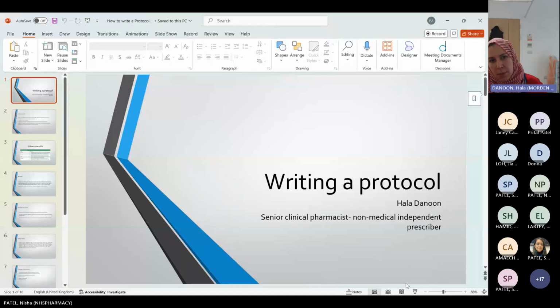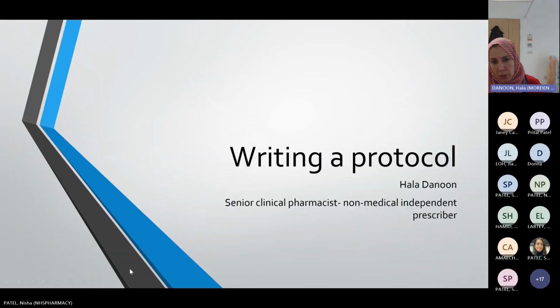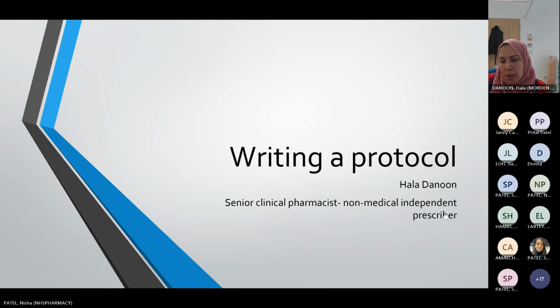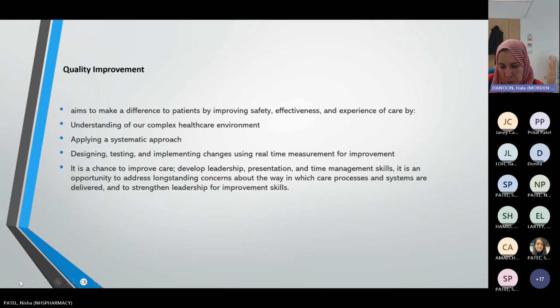So my presentation is about protocols, and I think as pharmacists we are asked to write protocols every now and then. So okay, thank you, Nisha. This is not a very detailed, giving you 1, 2, 3 on how to write a protocol, but it's the concept of writing a protocol. What does it implement? What does it have? Why do we need to do it? So protocols are considered as a part of a quality improvement project. And the aim is to make difference to patients by improving safety, effectiveness, and experience of care.